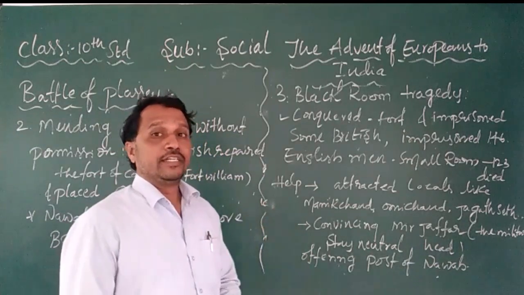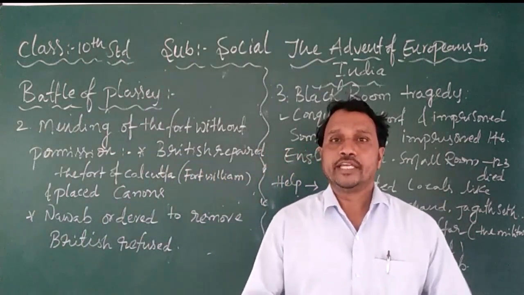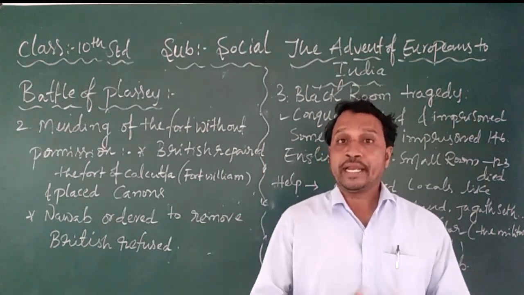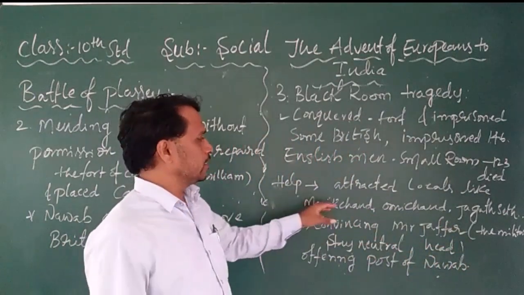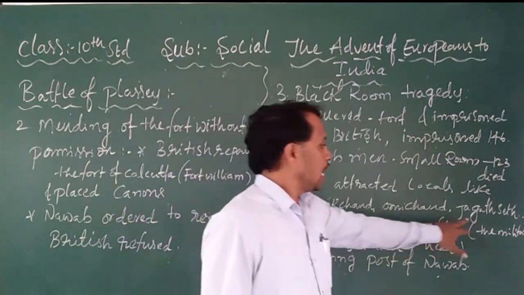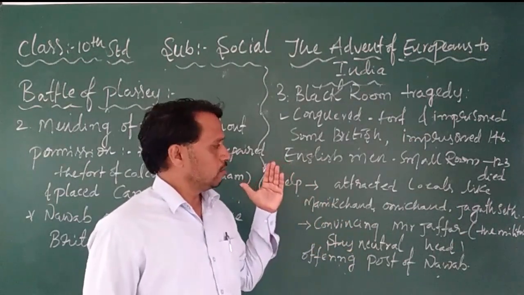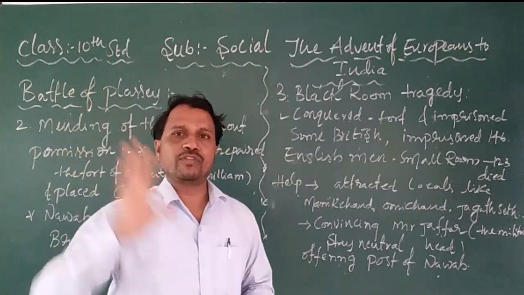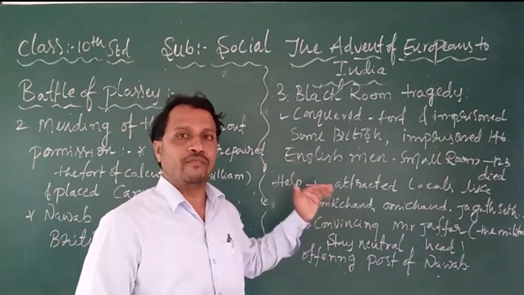In this cunning plan, he sought help. He got help from the local people who were enemies of Siraj Uddaula, like Manik Chand, Omichand, and Jagat Seth. These three, local and rich people, were enemies of Siraj Uddaula. Robert Clive took their help.